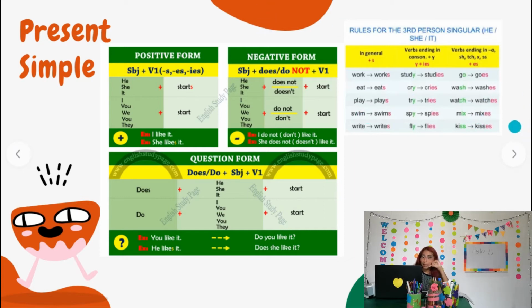And sometimes we have verbs ending in o, sh, tch, x, and double s. We say go, goes, wash, washes, watch, watches, mix, mixes, and kiss, kisses. So that's it. You need to practice this. We're going to practice this with many exercises so you can remember it.